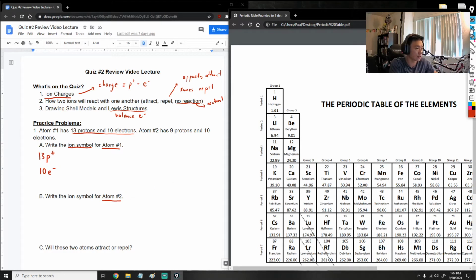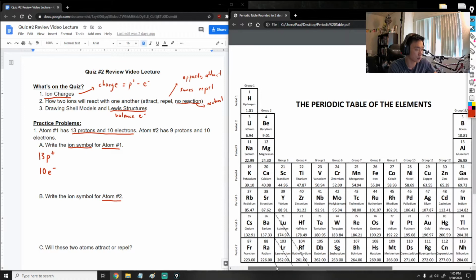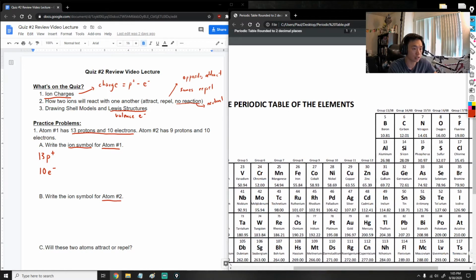Okay, so we got to figure out what element it is. So what we're going to do is we're going to go on the periodic table and look for the atom that has 13 protons. So if you guys go across the periodic table, by now you guys should know that protons are going to be based off the atomic number. So the number on the top tells you how many protons there are. So we look for the number 13, and it looks like the element that has 13 protons is aluminum. And the symbol is Al. So I'm going to write Al a little bit more to the side. So the symbol is going to be Al.